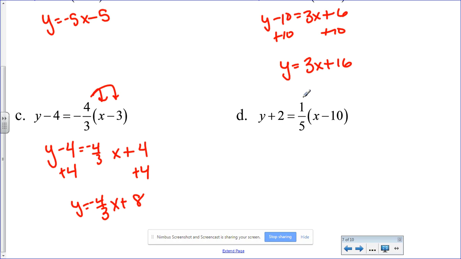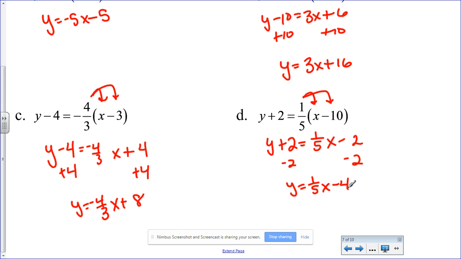And then the final problem, we're going to distribute. So we have y plus 2 equals 1/5 x, and then 1/5 of negative 10, or 10 divided by 5, is negative 2. Subtract 2 from both sides. And negative 2 minus 2 gives us negative 4. Now, with these, the most common mistake is with those fractions. So before you go on, take a minute, make sure you understand how to multiply the fractions when you're distributing. If not, ask for help.